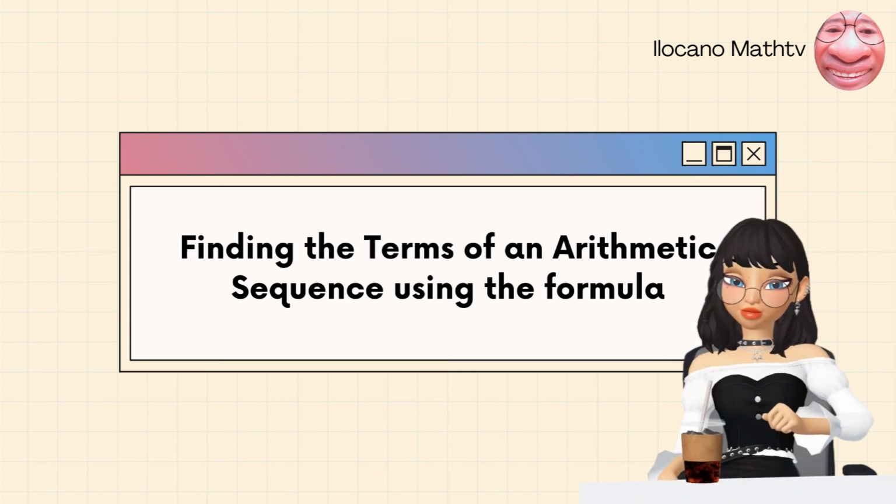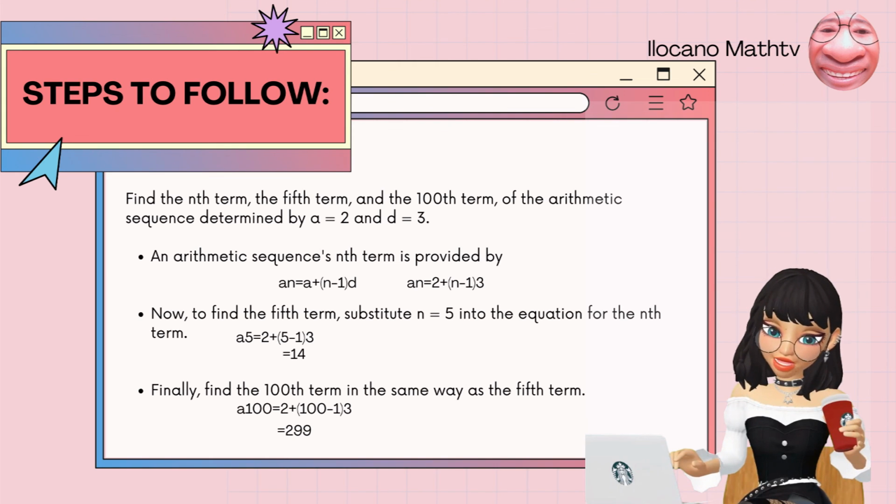And to our last example, finding the terms of an arithmetic sequence using the formula. Previously, one of us already explained how to use the arithmetic sequence formula. So let's try to solve this problem. There are also steps we have to follow. If our problem is find the nth term, the fifth term, and the 100th term of the arithmetic sequence determined by a equals 2 and d equals 3.